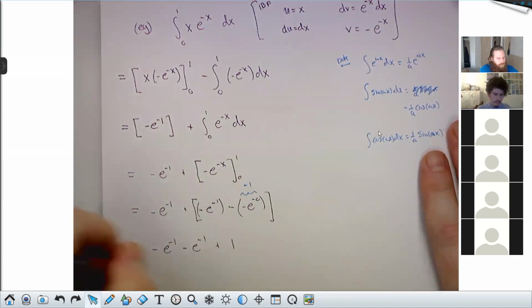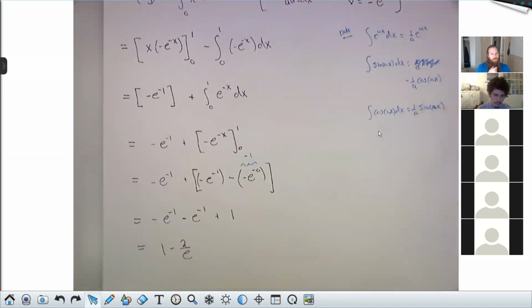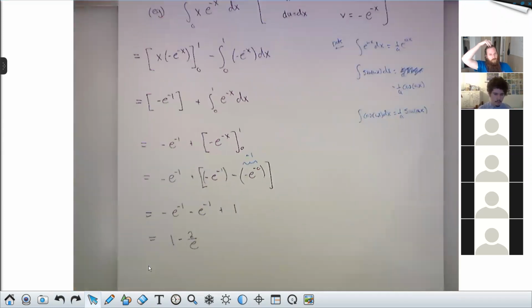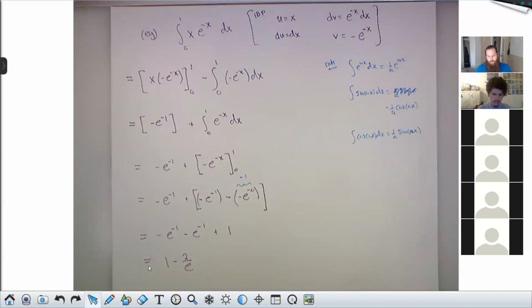In other words, here we have 1 minus 2 over e. This is negative 1 over e minus 1 over e. That's negative 2 over e. And this is the 1. So this is a definite integral.